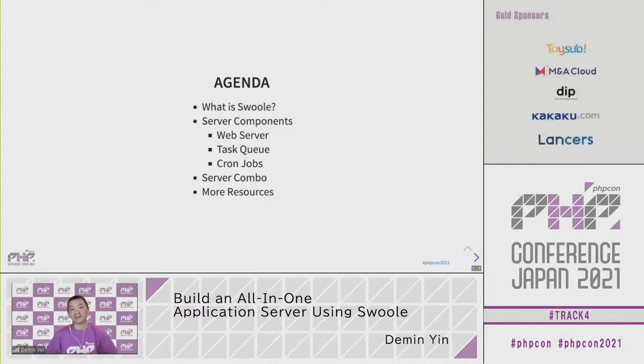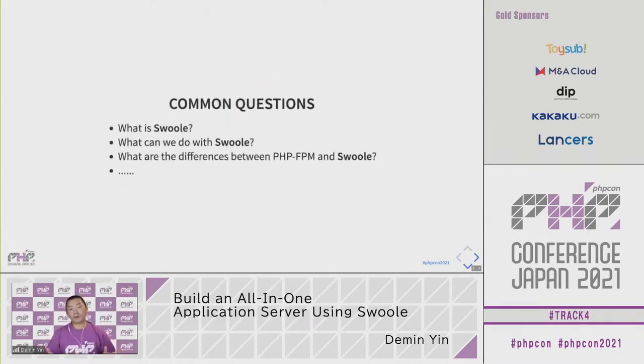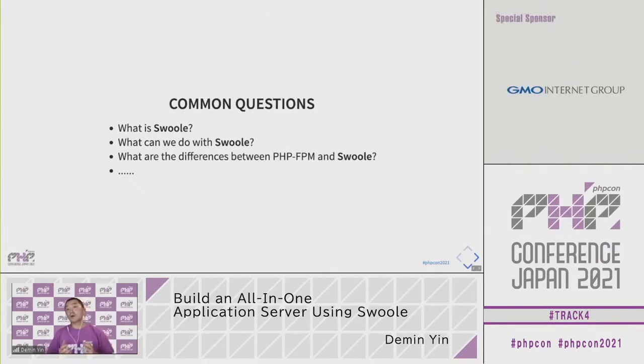So let's get started. The first thing is, what is Swoole? In recent years for modern PHP, there are some cool new concepts coming out, like serverless PHP, like asynchronous PHP, and like Swoole and React PHP. When it comes to Swoole, people usually have some questions like these. What is Swoole? And what can we do with Swoole? Or what are the differences between PHP FPM and Swoole? So here, I will try to answer some of these questions.